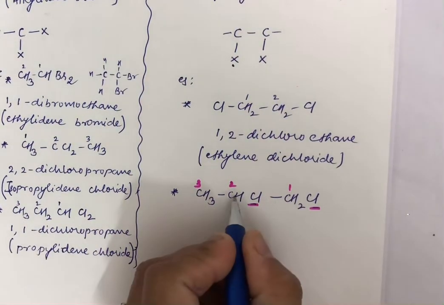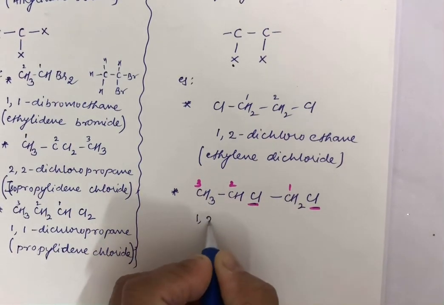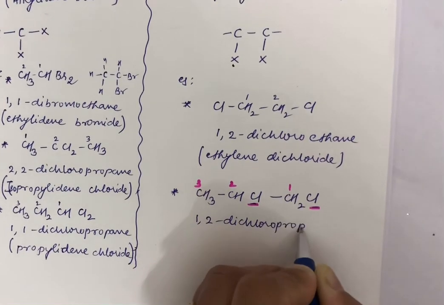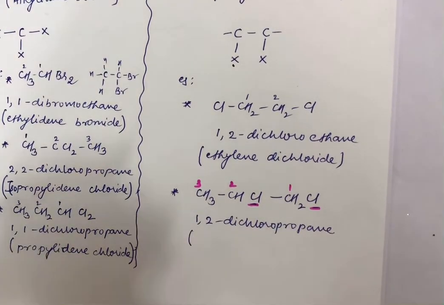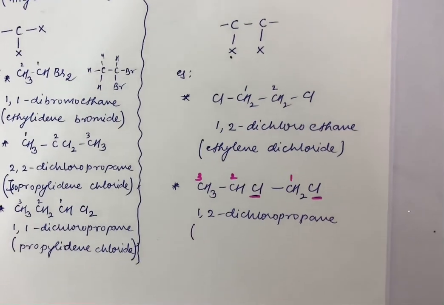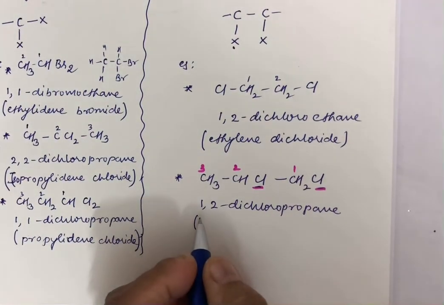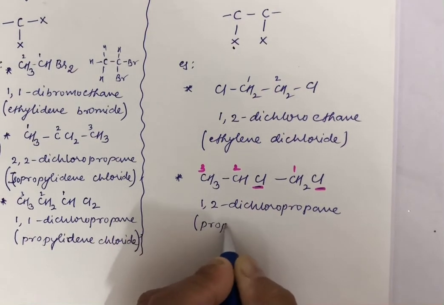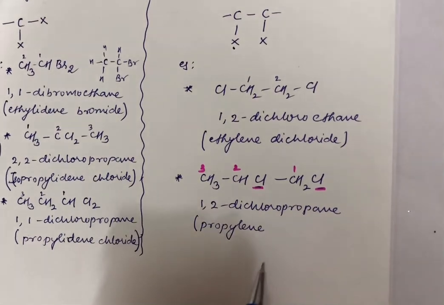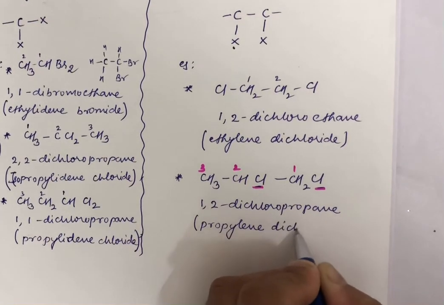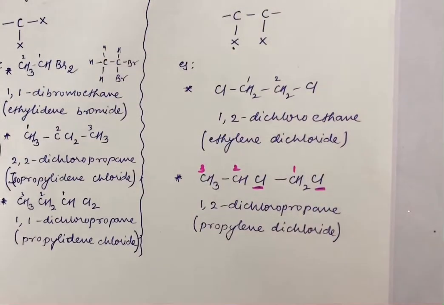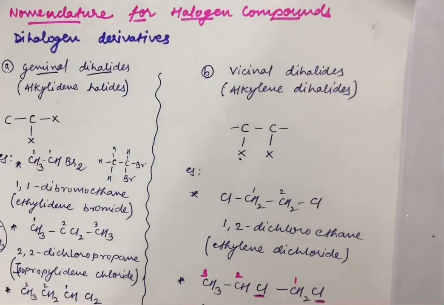So you can call this as 1,2-dichloropropane. What about its common name then? So its common name would be alkylene dihalide. So what is the alkylene? 3 carbon containing compound. So you name it as propylene. Okay, and then dihalide is your chloride, so dichloride. So this is the difference between your vicinal and geminal dihalides, students.